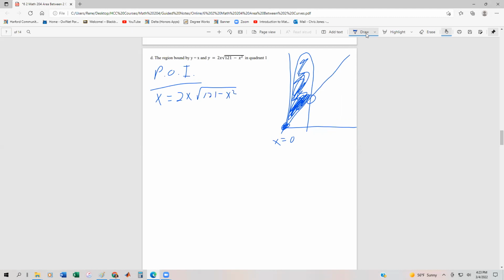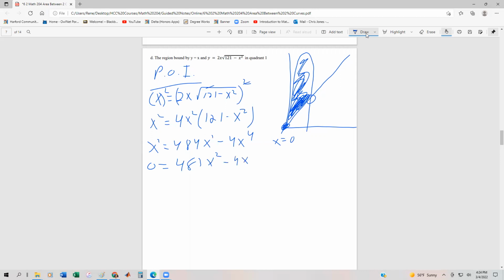To solve this, we want to get rid of the radical. Since there's no plus or minus signs in between any of the terms in the radical, we're just going to square both sides. That's easy, not so easy. So we end up with x squared is equal to, square the 2, 4, square the x squared, the square root cancels, 121 minus x squared. We're going to distribute and collect like terms: x squared equals 484 x squared minus 4x to the 4th. Subtracting x squared from both sides, 483 x squared minus 4x to the 4th.